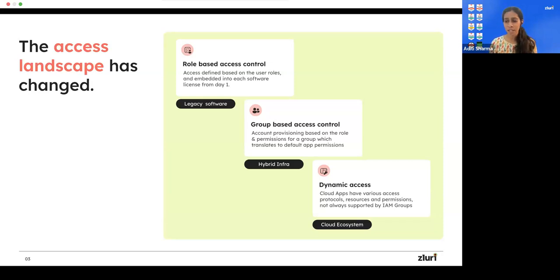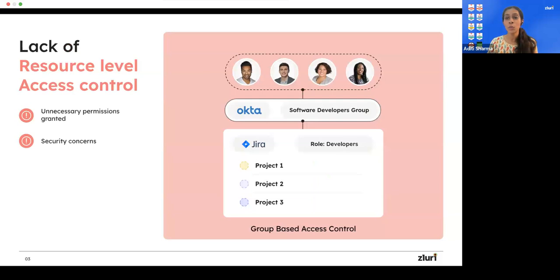Today, each cloud application has its own set of roles, resources, permissions, policies, whatnot. And it's really difficult for companies to govern all these access complexities either manually or through the existing protocols like group-based or role-based access control. So first, I would like to walk you through why group-based access control is falling short of what IT teams are looking for today.